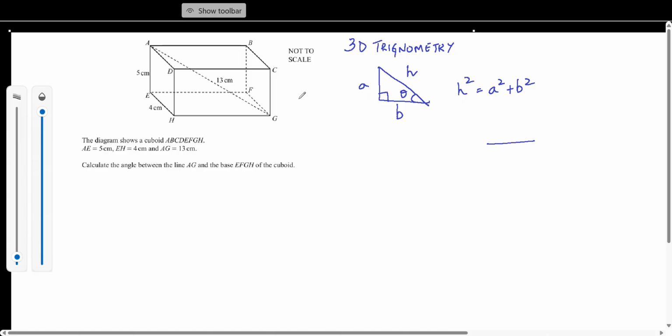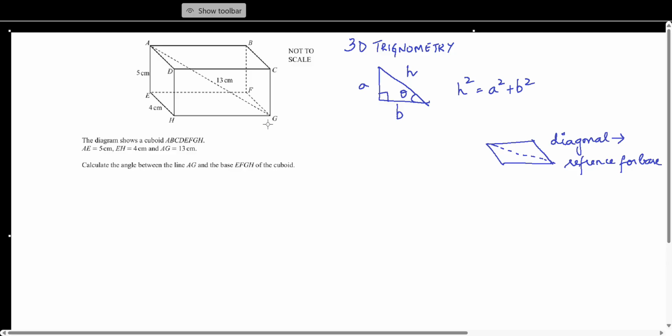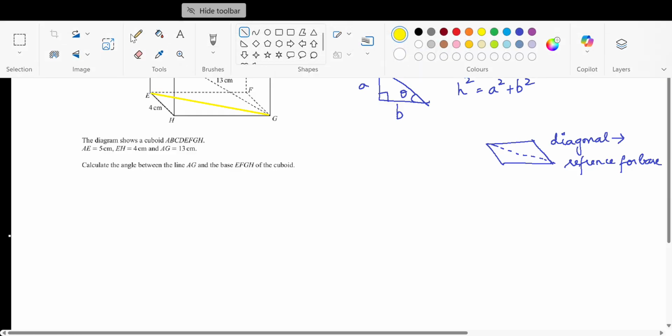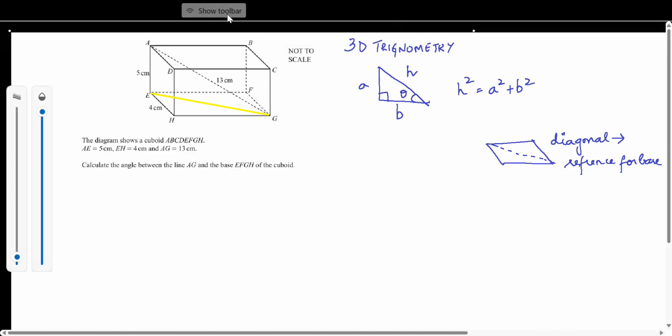Normally, for a plane, the diagonal is the reference for the base. So which means, let me use a light colored, different shade, and instead of dotted lines, this EG will serve to tell me which particular triangle I am analyzing.